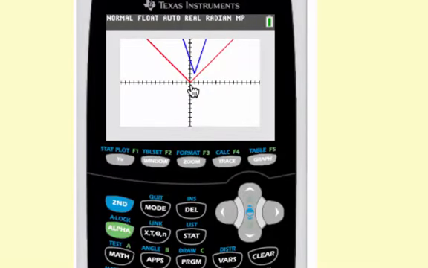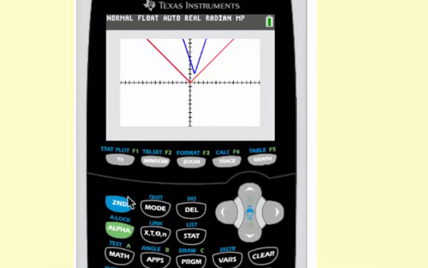Now looking at the grid carefully here, it looks like it was translated 1 to the right and up 2, because the vertex of the function is at 1, 2, and the parent function vertex is 0, 0. So 1 right and up 2. And it also looks like there was a vertical stretch because this V, the blue, is steeper than the parent function, which is in red.